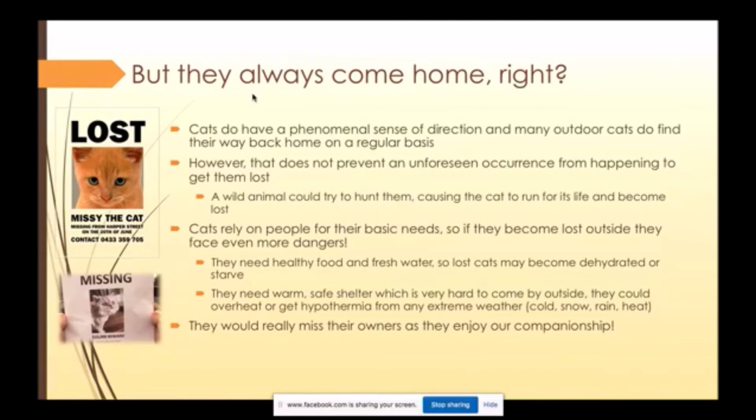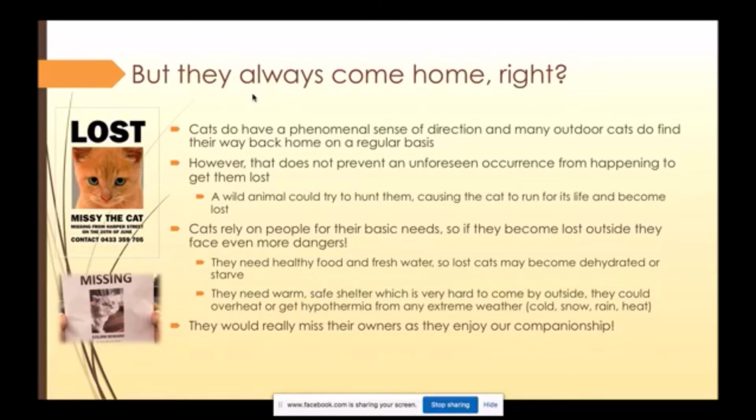They also need a warm, safe shelter, which is very hard to come by when you're dealing with the outdoors. So if there's any kind of extreme weather, it'd be really easy for a cat to overheat or get hypothermia. If it's cold and snowy or even rainy, or when it's really hot in the summertime, there's no way for a cat to escape from those conditions. So they would have to deal with that, and that could obviously really impact their health or harm them.